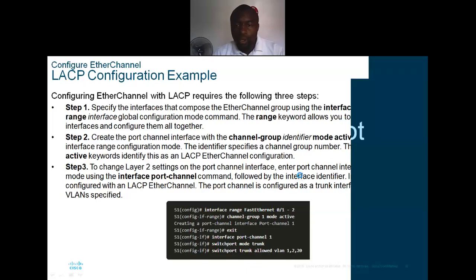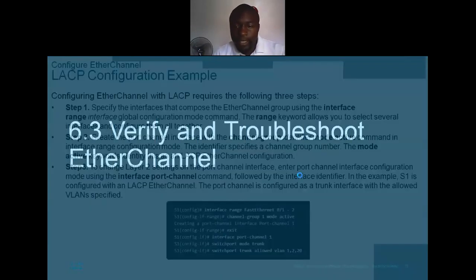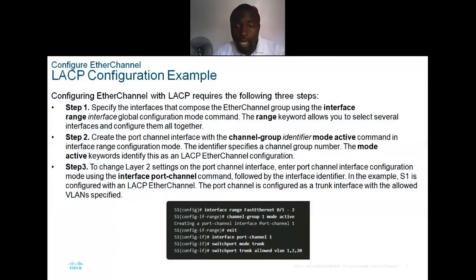All right, so just before I forget, these are the steps again. Step 1, you enter the interface range to select the ports you want to use. Step 2, you create the channel group. So channel group, then the group number, then mode active for LACP, and then you go to the interface port channel that you have created, then you convert it to trunk, then you can allow the VLANs.